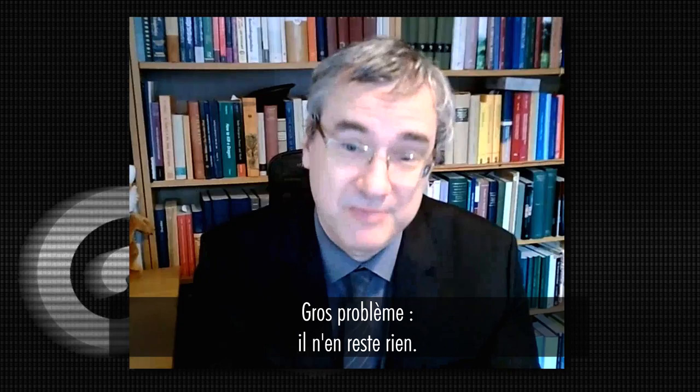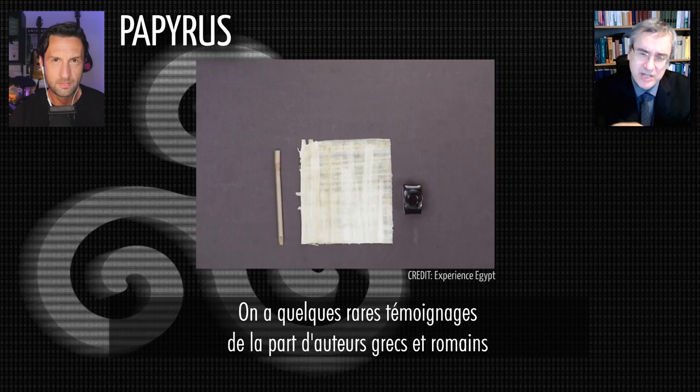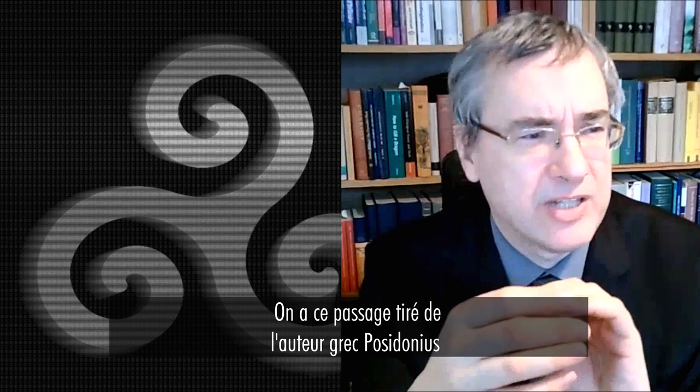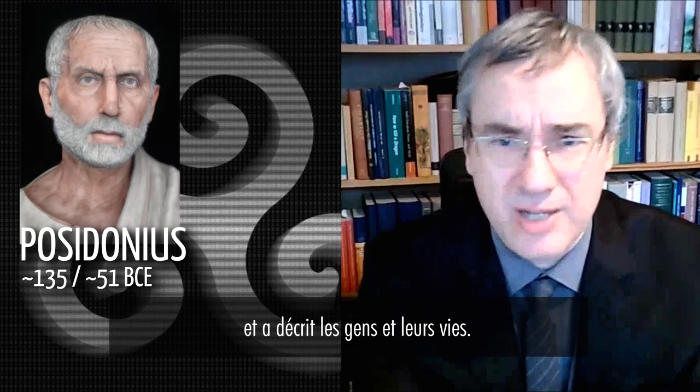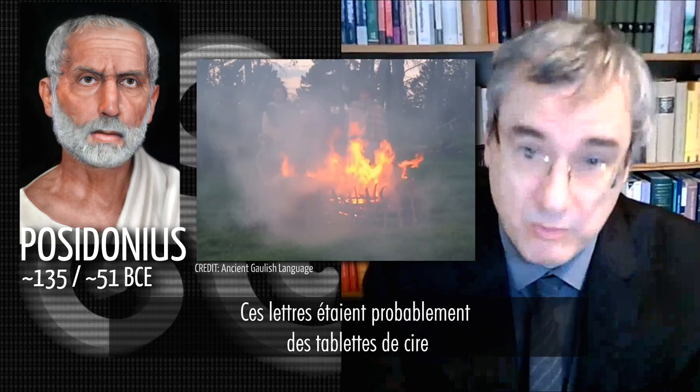It's well possible that they might have even used papyrus, which was the kind of equivalent to paper that we have today. But again, nothing remains. We have very scant reports by Greek and Roman authors about this kind of usage. Okay, there's this one passage by the Greek author Posidonius from around 100 BC, who visited southern Gaul and described what people were like and what their life was like. And he mentions that when people died, the relatives wrote little letters for them and threw them into the funeral pyre. Probably those letters were wax tablets.